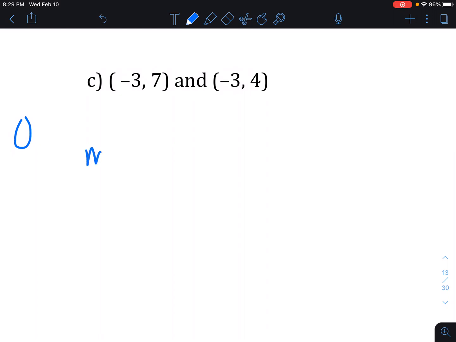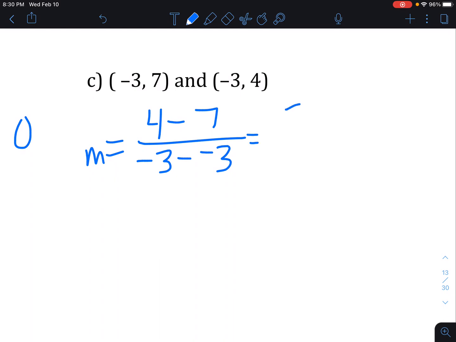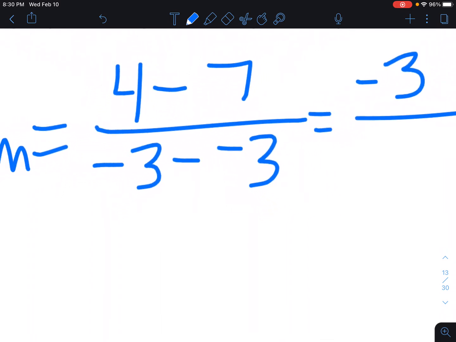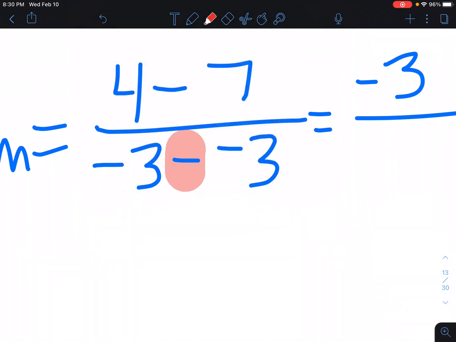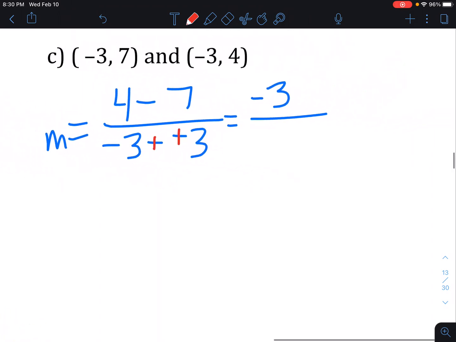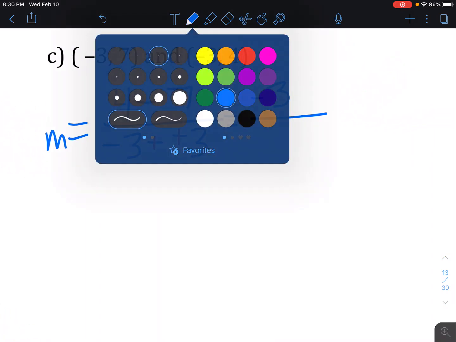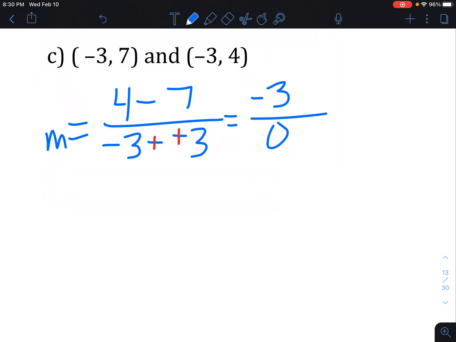Letter C, slope is y2 minus y1 over x2 minus x1. So we're going to subtract on the top. That would be -3. Now on the bottom, I do want to clean this up a little bit. I don't like those double negatives in between. So what I do is I change to a plus. Double negatives change to a plus. So that becomes -3 plus 3, which is 0.